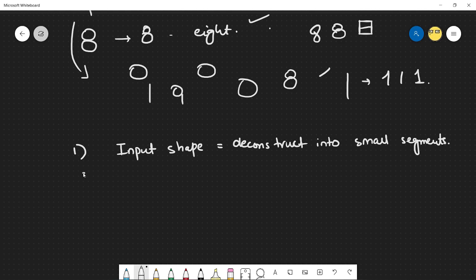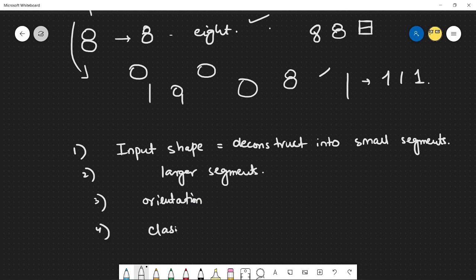Right, and then based on those small segments, you also want to look at larger segments. And then a third step might be looking at the orientation or order of where these segments go. And then finally, you'll be able to, let's say, classify or identify what that shape means.